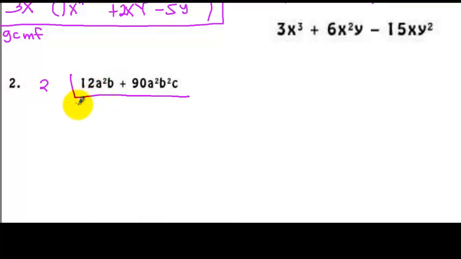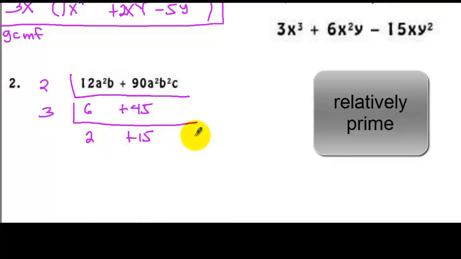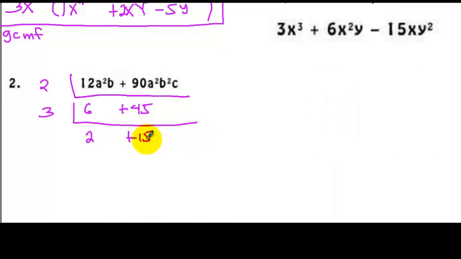So 12 divided by 2 is 6. 90 divided by 2 is 45. Now we can still think of a prime number that can divide 6 and 45. 3 will work. 6 divided by 3 is 2. 45 divided by 3 is 15. Now 2 and 15 are already relatively prime, meaning we cannot find any more common factor for 2 and 15. So if we get the product of 2 and 3, we'll get 6. So 6 is a GCF of 12 and 90.